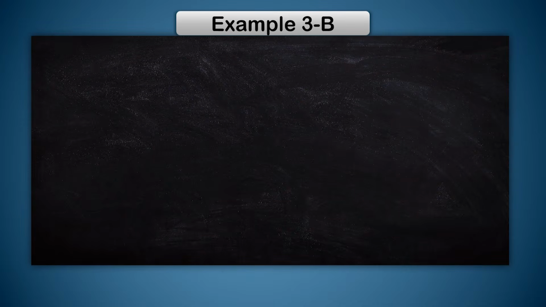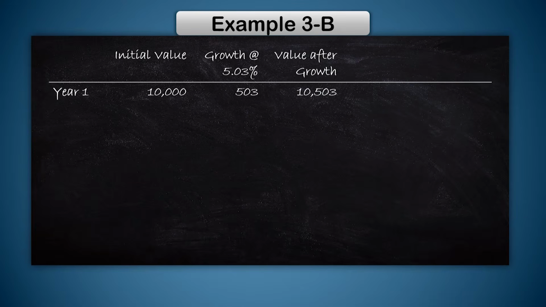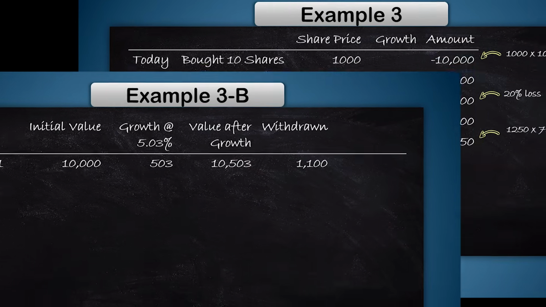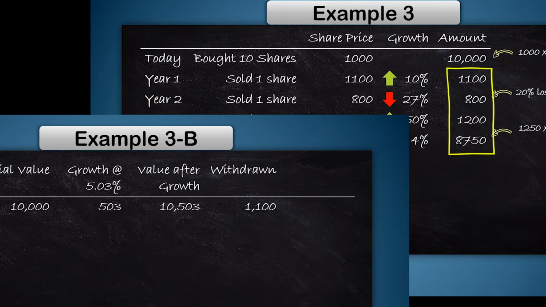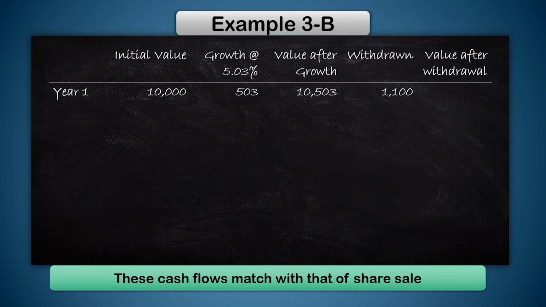Once again, let's imagine you invested this 10,000 but in a bank who will give 5.03% fixed interest. At the end of the first year, you will get an interest of 503 rupees and the amount will become 10,503. Now you withdrew 1100. Why 1100? Because we are trying to recreate the same pattern of cash flows you got by selling shares in the previous example. So after this withdrawal, you will be left with 9,403.